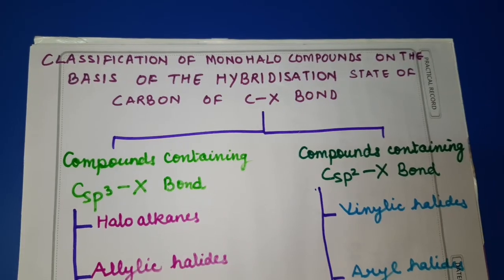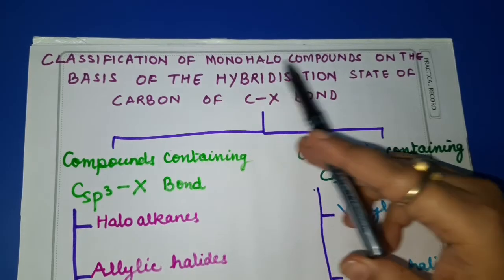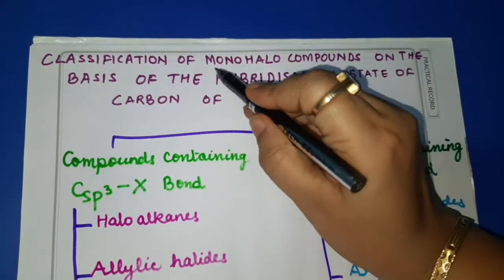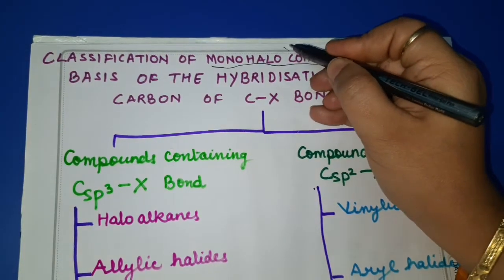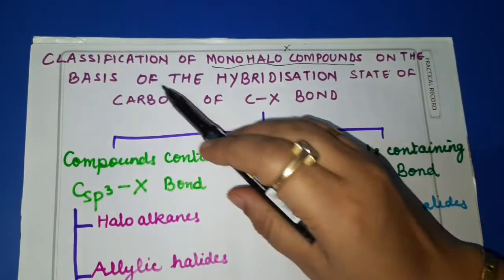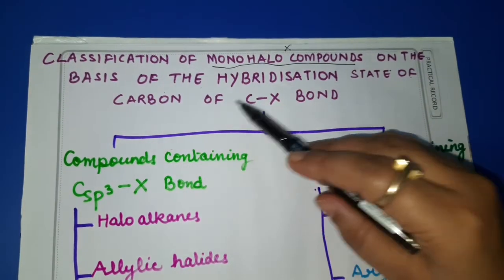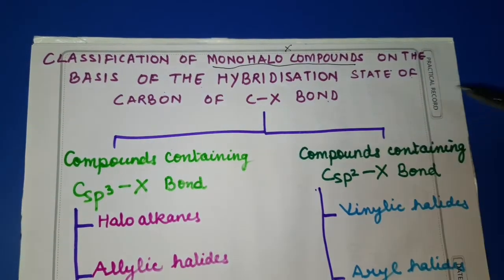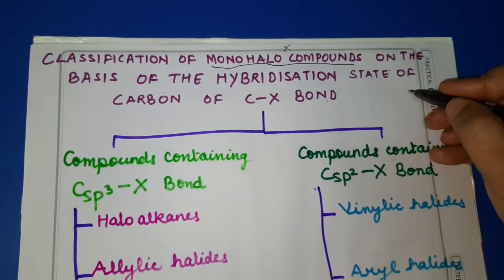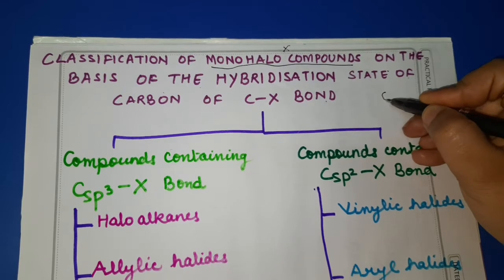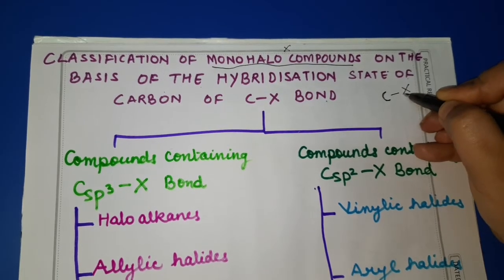Hello, my dear students. We are going to discuss the classification of monohalogen compounds. Monohalogen compounds, remember, are compounds which contain only one halogen atom. We are going to classify them on the basis of the hybridization state of the carbon of the C-X bond, that means the carbon with which the halogen atom is attached.